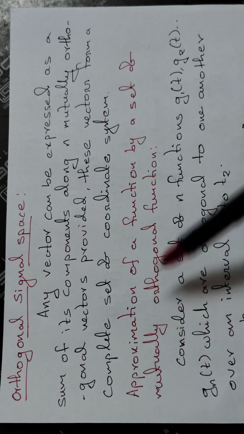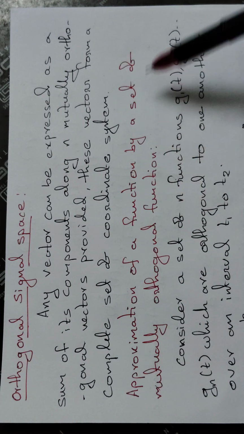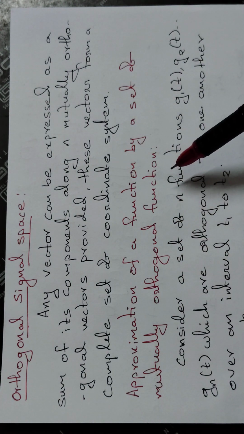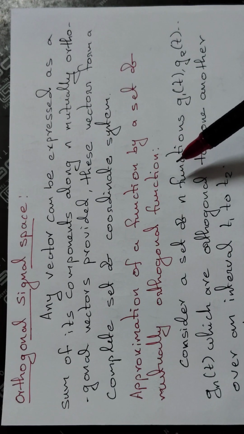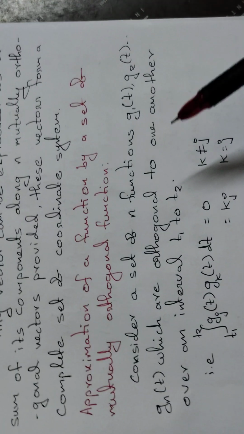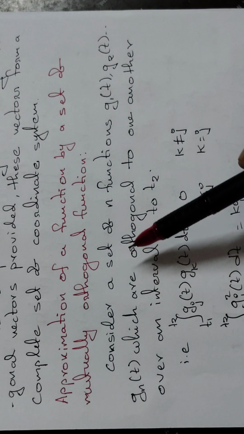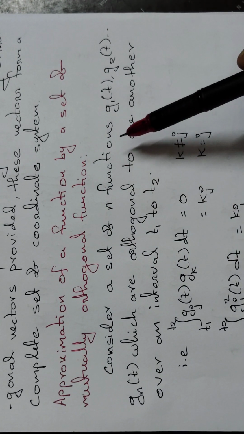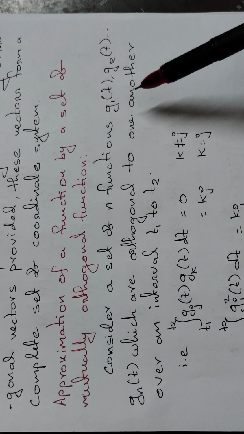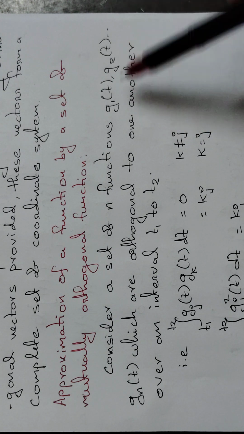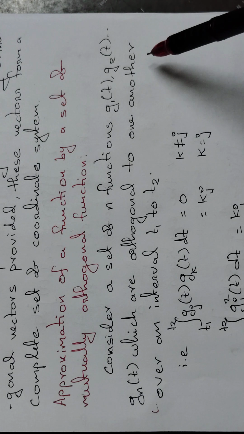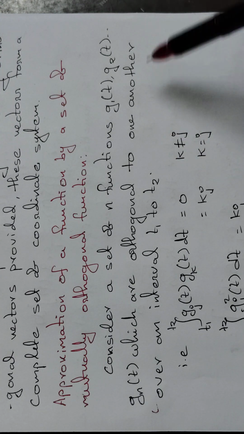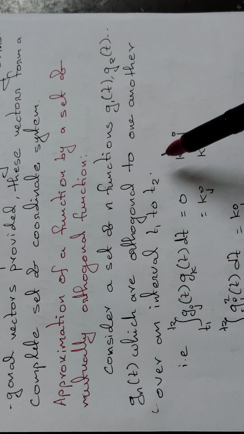So let us see the approximation of a function by a set of mutually orthogonal functions. So how to do that? Now consider a set of n functions. The n functions are g1 of t, g2 of t up to gn of t, which are orthogonal to one another over an interval t1 to t2.